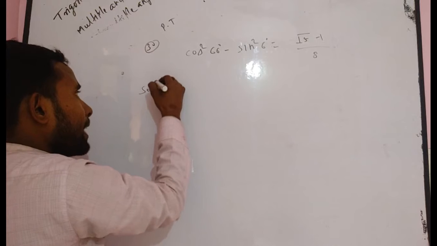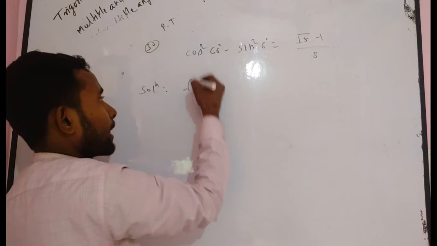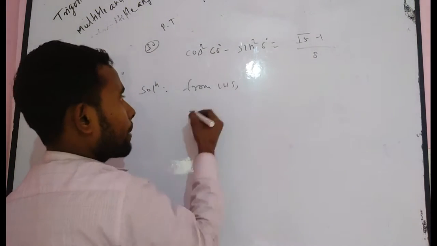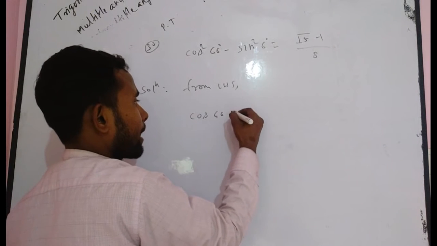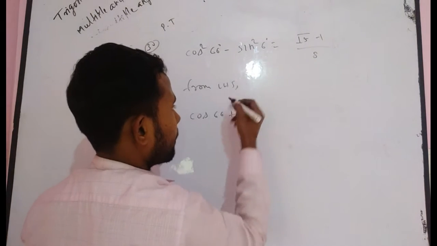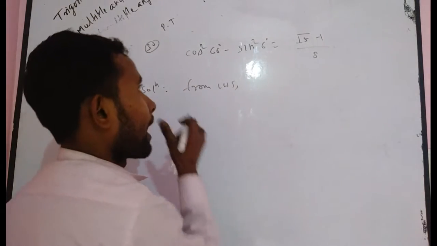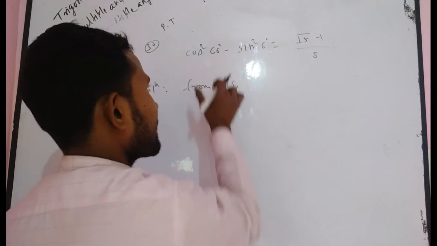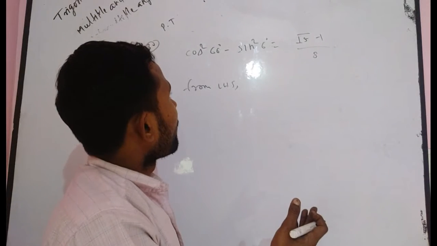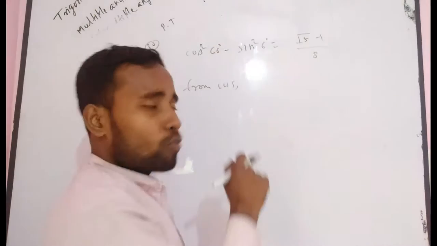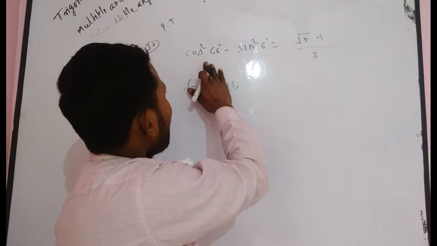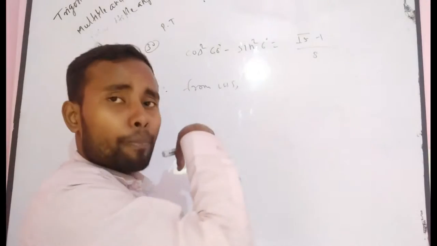How can you solve? Again, prove that from LHS, you have to go from LHS. A square minus B square will be what? A plus B. I want to again simplify that. I think you know cos 60 or sin 6. Suppose that sin 6. Cos square A minus sin square B. Here it is cos square A, it is sin square B.